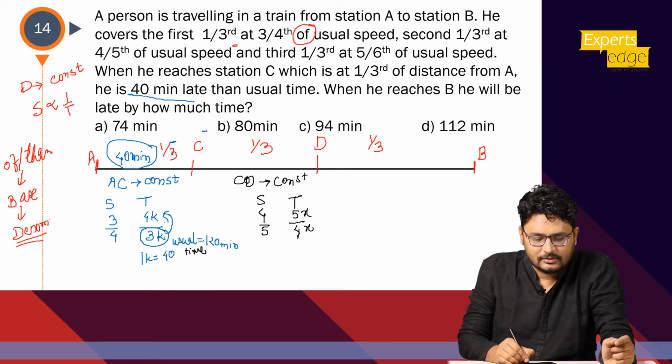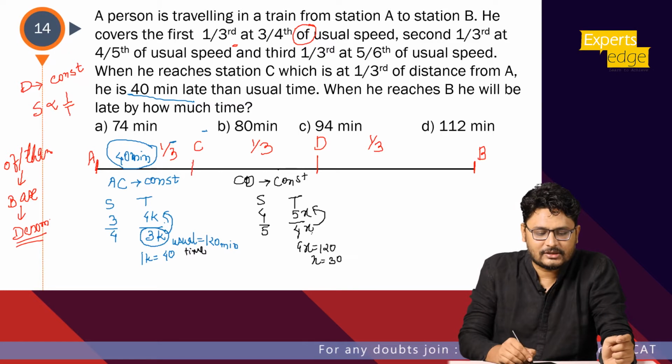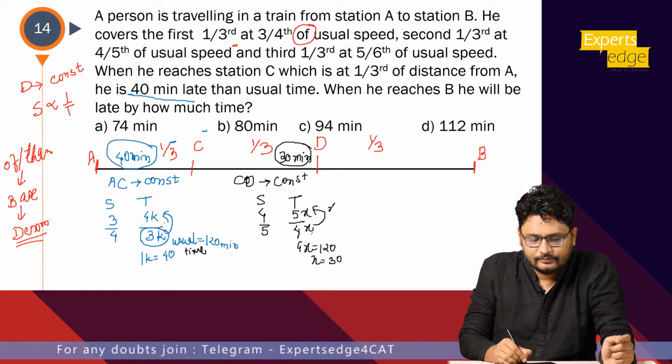Usual time is 120. हमारा usual क्या है? 4x. So 4x should be equal to 120, so that means x should be equal to 30. So in this patch, he is getting late by 1x, from 4x to 5x, and x has come out to be 30 minutes. So here he is getting late by 30 minutes. X is nothing but 30.